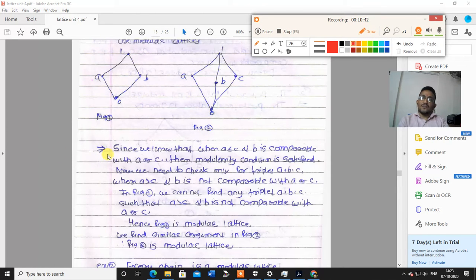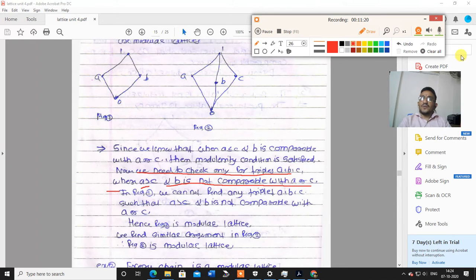So आपण आता मागच्या नोट मध्ये बघितलं, since we know that when A is related to C and B is comparable with either A or C, then the modularity condition is satisfied. Okay, so we need to check only for the triples. Therefore we need to check only for triples A, B, C, where A is greater than C and B is not comparable with A or C.